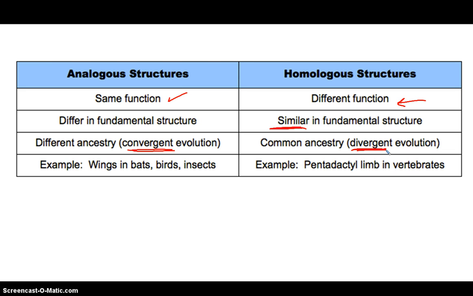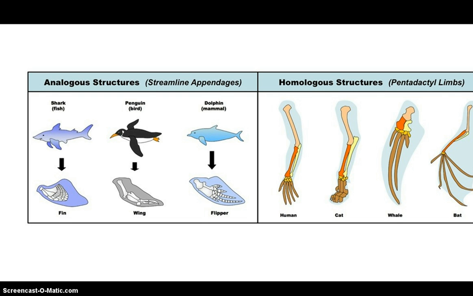So the example is the pentadactyl limb in vertebrates, so that is the five-fingered limb. Whether you have a bat, a whale, or a human, they've all got the same basic fundamental structure, and they've diverged from a common ancestor. So here's a diagram that shows this.